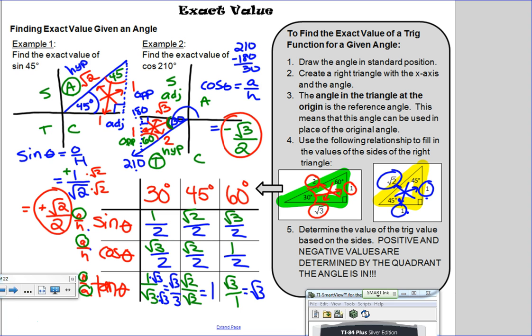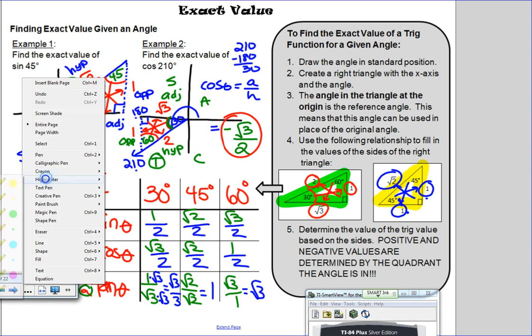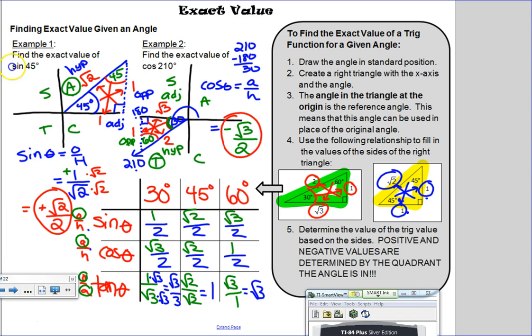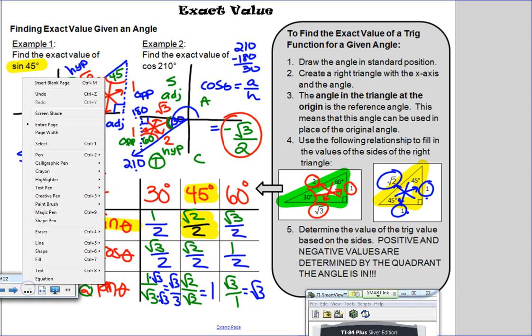Oh, I'm sorry. Let me go back. What I wanted to do is just show you how the table works first off. So let me get my highlighter. So if you want to find the sine of 45, you would go to the sine, you would find 45, and then that is your value. So we could find it just that fast. The only thing you still have to do is know that you're in quadrant 1 and that's positive. So now let's do the other problem.